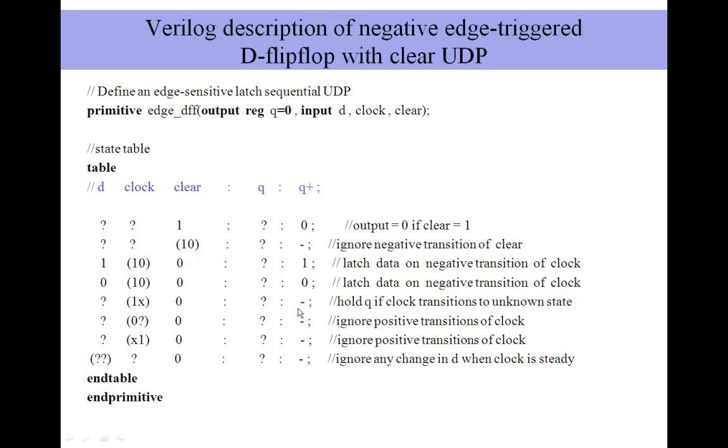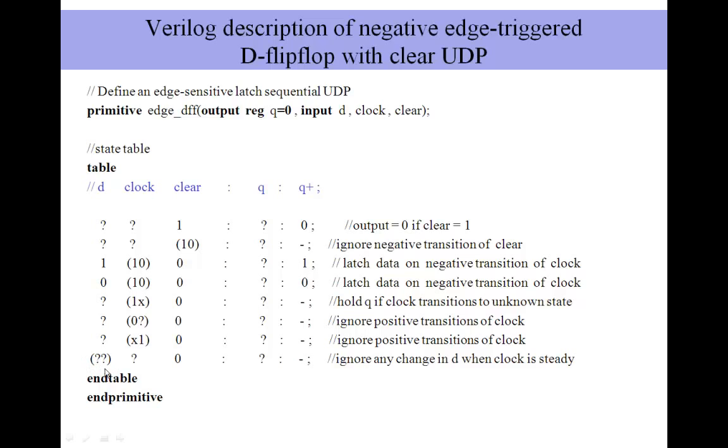Next state. Now D is don't care, the clock transition is taking place from 0 to don't care, so it is a potential positive edge, so that's why no change in the output. Now the clock is transiting from unknown to 1, so this is also a potential positive edge, so there will not be any change on the output.